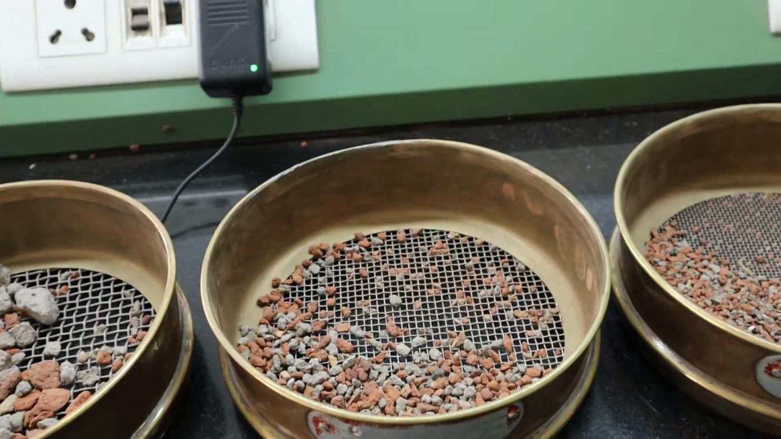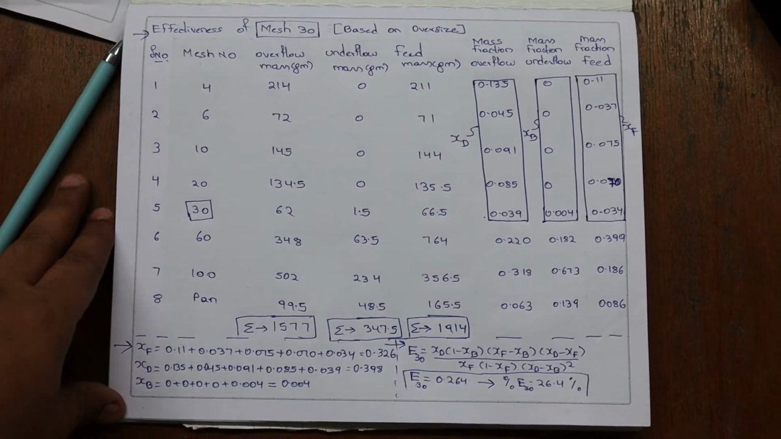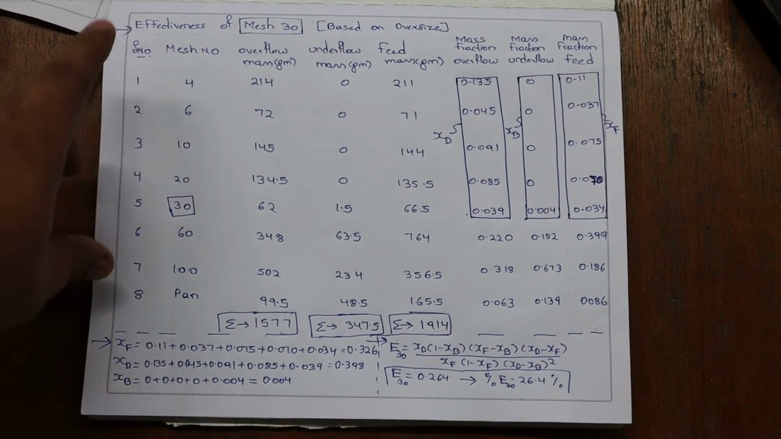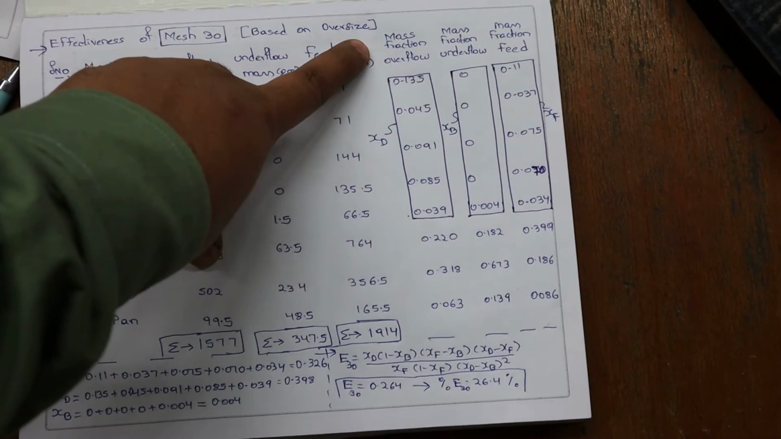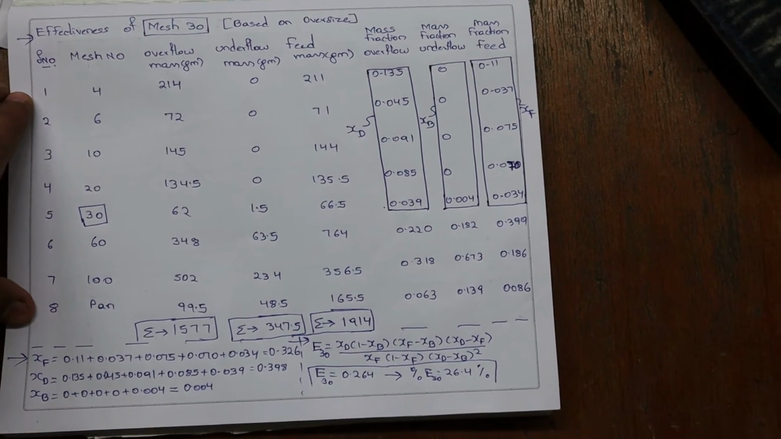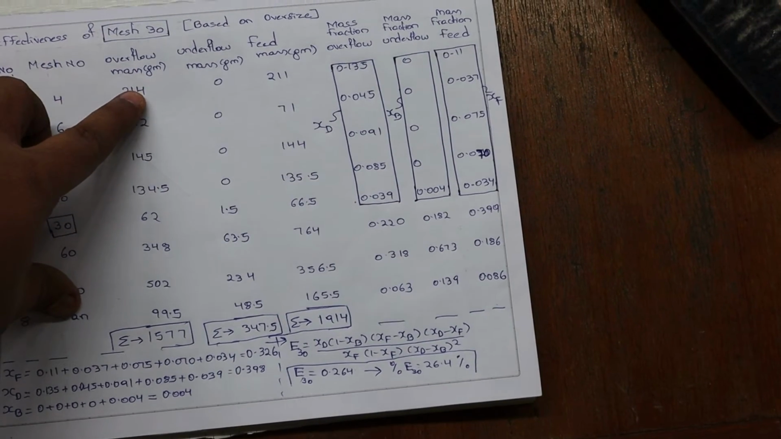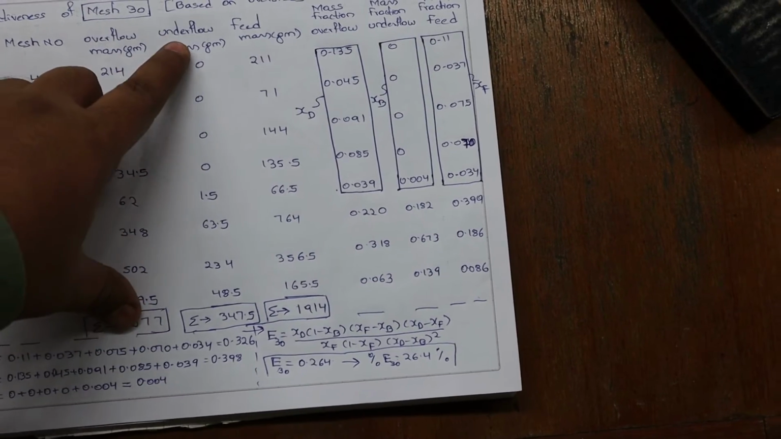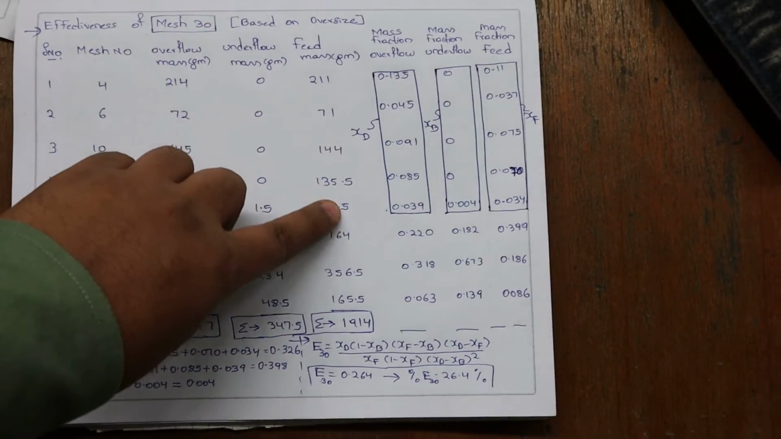Hi students, these are the calculations that I have done to calculate the effectiveness of mesh number 30, and this effectiveness is based on the oversize particles. Whatever mesh analysis we have done, this data comes from the overflow analysis, this data comes from the underflow analysis, and this data comes from the feed analysis.